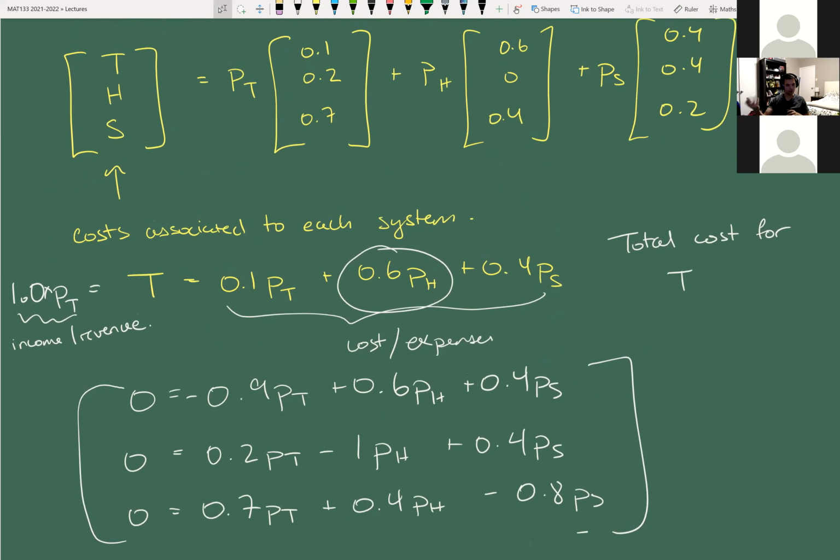Right, so that's part A, and then part B is solve it. So to solve it, you just throw that into Octave. Or practice, right? Practice row reducing by hand.